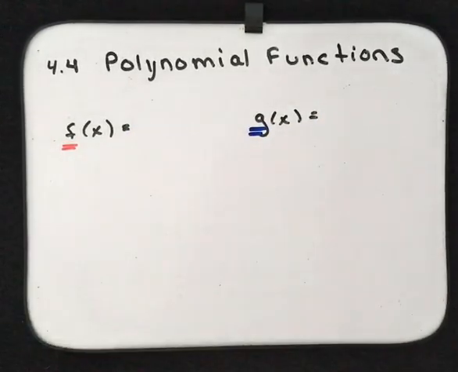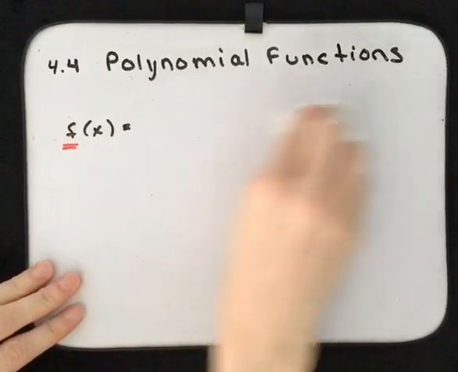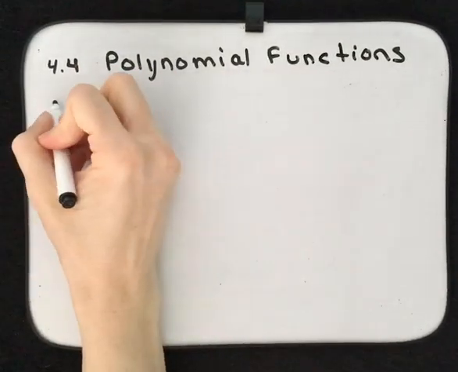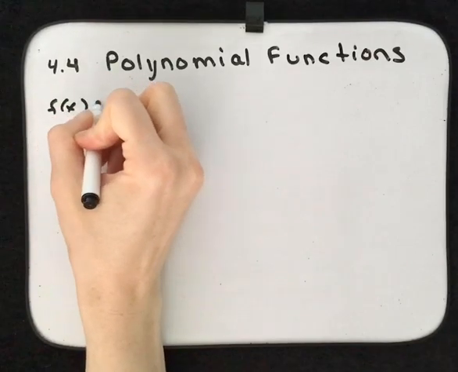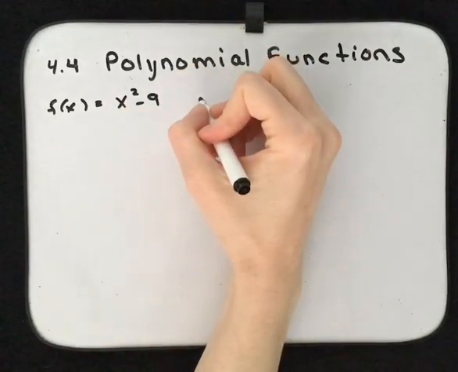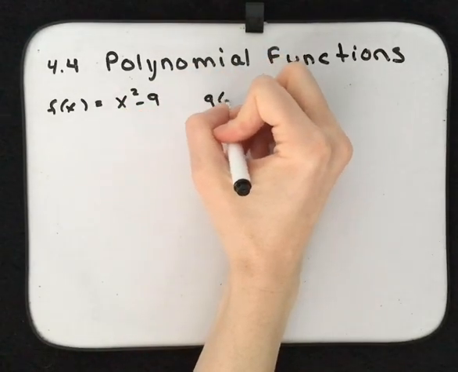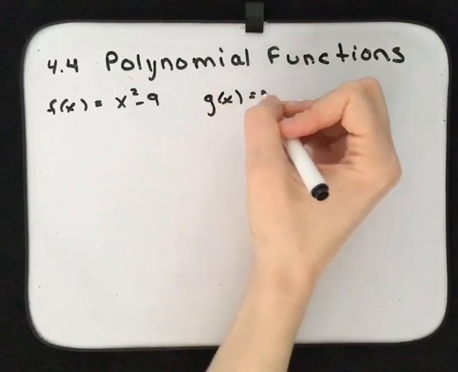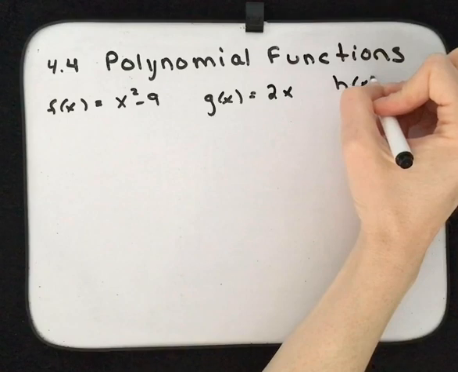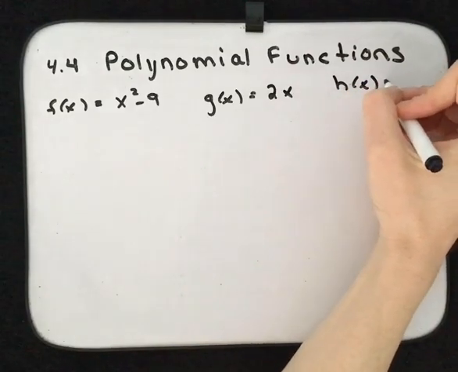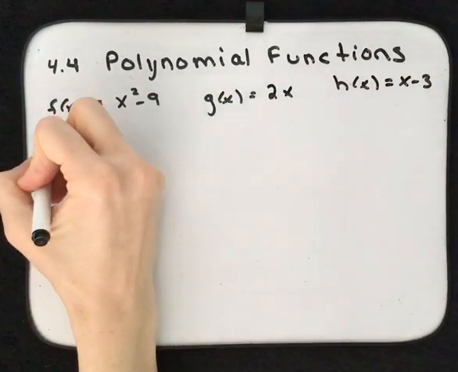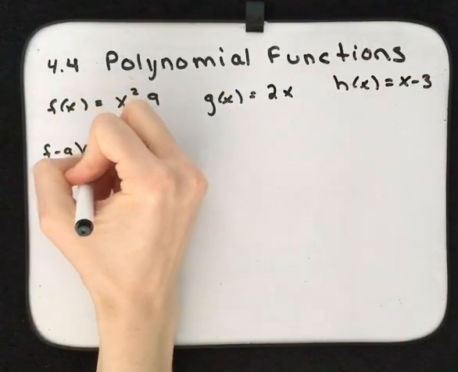Let's use some new functions. We have 3 of them this time, so let's scoot it over. So let's say f of x equals x squared minus 9, and g of x equals 2x, and h of x equals x minus 3. So the first one we're going to find is f minus g of x.